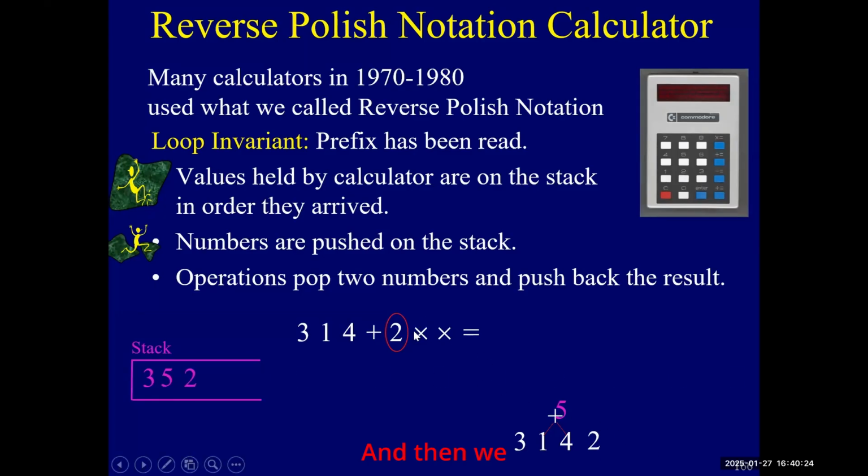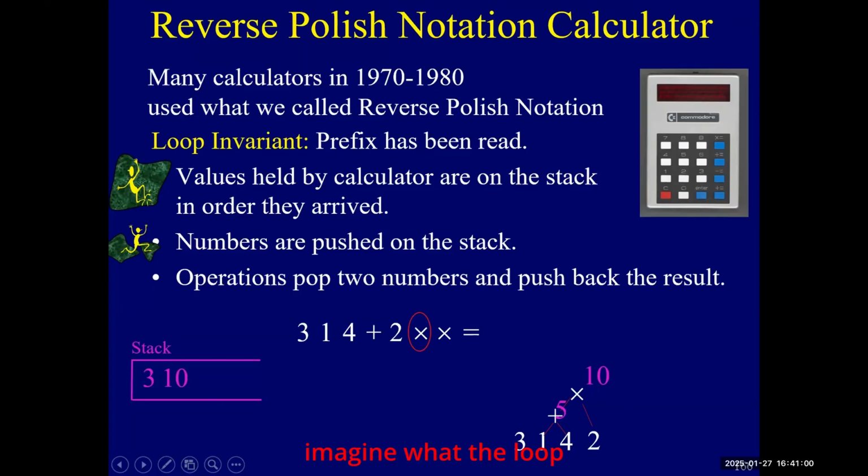And then we get a times. And what does the times do? It pops the 2, it pops the 5, multiplies them, and puts the 10 onto the stack, right? So now what we have is the 5 and the 10 on the stack. The 3 is sort of by itself, right? And the 10 is this little subtree. And we have their values, they're independent things, and they're on the stack, right?